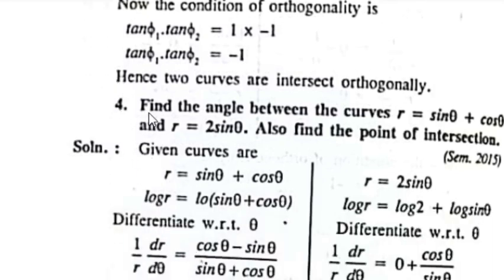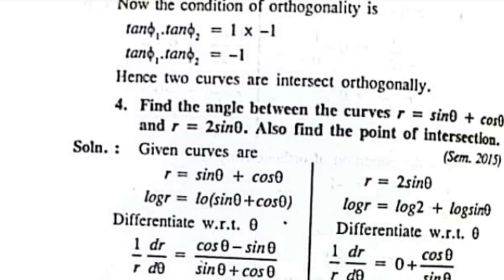Next, here is one more problem. Find the angle between the curves r = sin θ + cos θ and r = 2 sin θ. Also find the point of intersection. Here the first curve is r = sin θ + cos θ. The second is r = 2 sin θ. Again you have to apply log: log r = log(sin θ + cos θ).